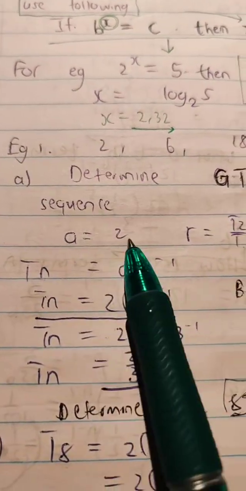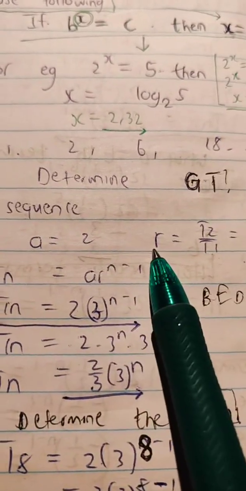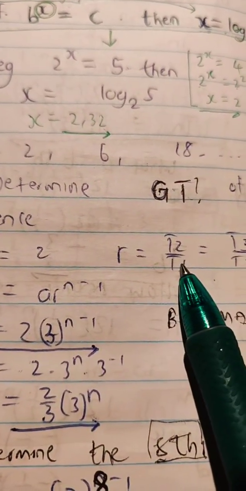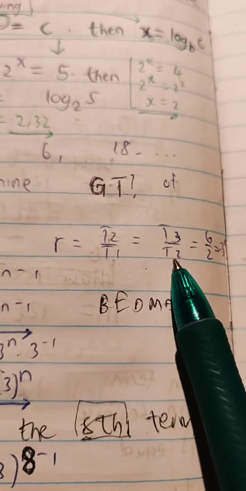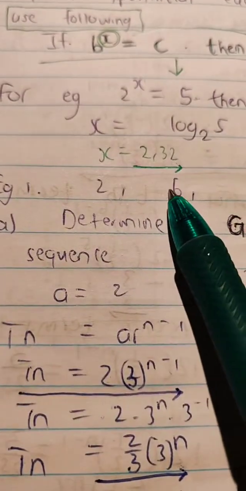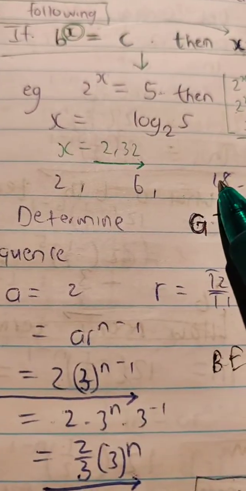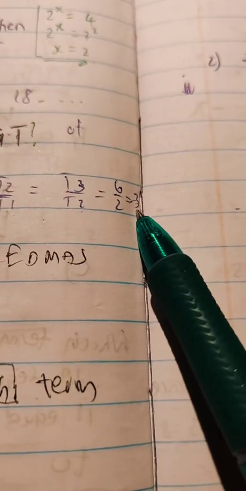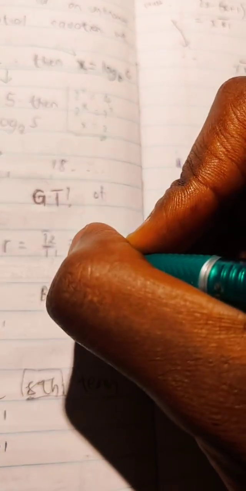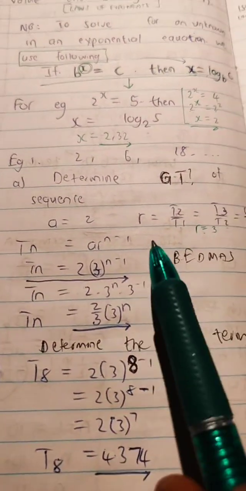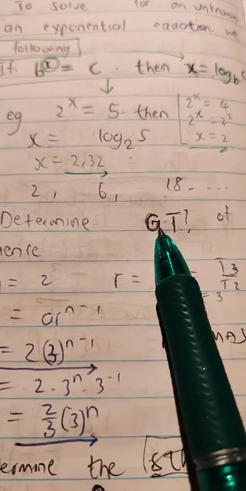Our first term A is 2. R, on the other hand, we are going to have to use T2 divided by T1 and check it again with T3 divided by T2. What's 6 divided by 2? 6 divided by 2 is 3. What's 18 divided by 6? It is also 3. So in other words, that means our constant ratio is definitely going to be what? 3. Okay.